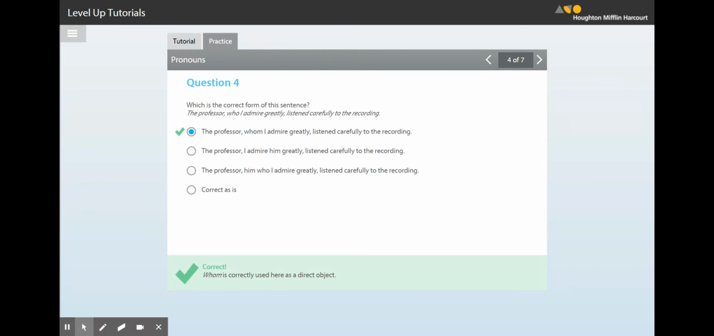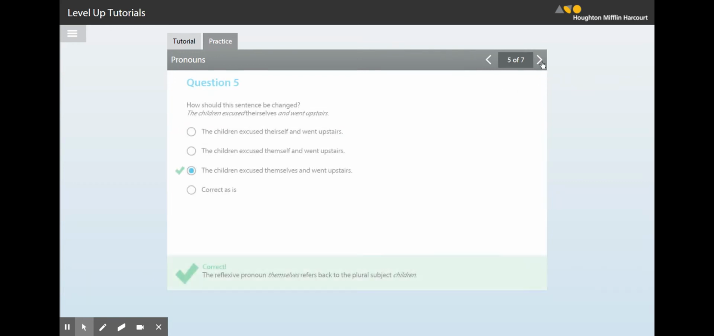Which is the correct form of this sentence? The professor, who I admire greatly, listened carefully to the recording. So you can see here my first sentence is correct. The professor whom I admire greatly listened carefully to the recording. So I change who to whom because I'm referring to a direct object here.